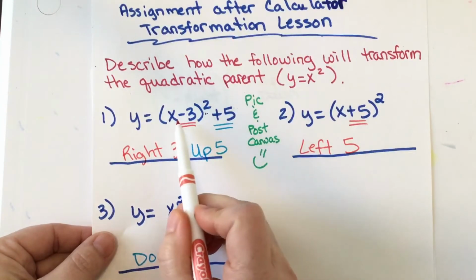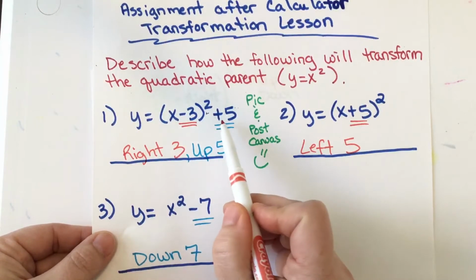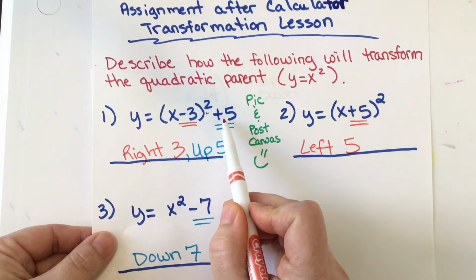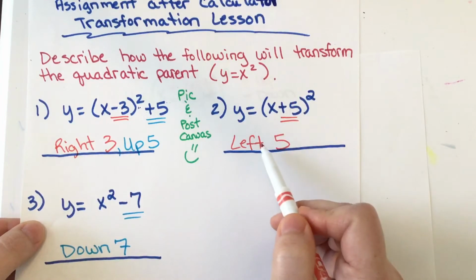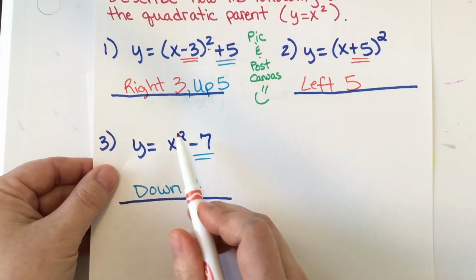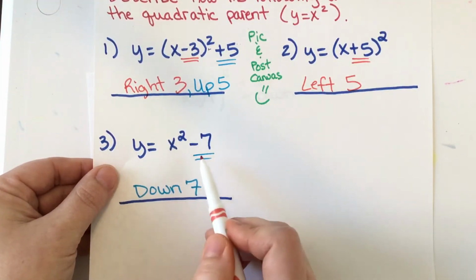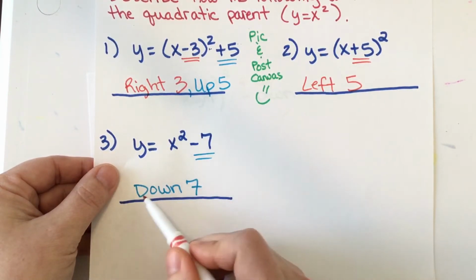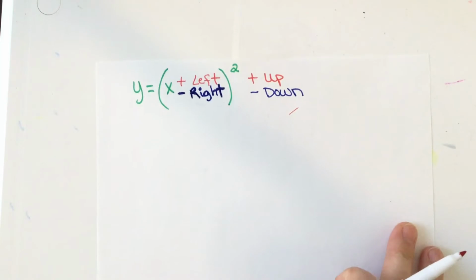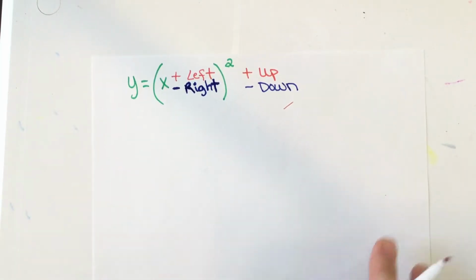So that's why this minus inside made you go right, and the plus outside did what you would think, which is up. The +5 inside is opposite, so left. And this one doesn't even have parentheses. So if there's no parentheses, there's no left-right movement at all. So the minus in the back just makes it go down. So those were some of the things that we talked about.